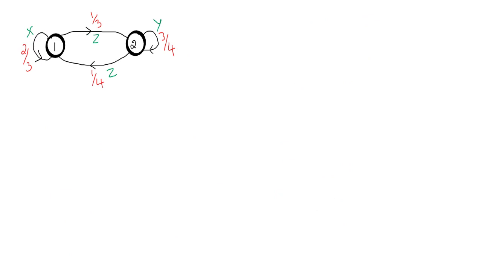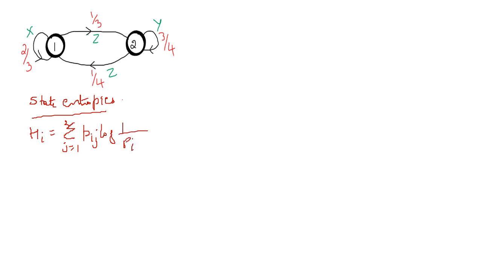Next, to find the state entropies, we need to refer to the state diagram. The state entropy is given by the formula Hi is equal to the summation j equal to 1 to 2 of Pij into log 1 by Pij. So this is the formula. We have two states. First we'll find H1. H1 will be equal to the summation j equal to 1 to 2 of P1j log 1 by P1j. So it is equal to, we'll substitute the values of j.